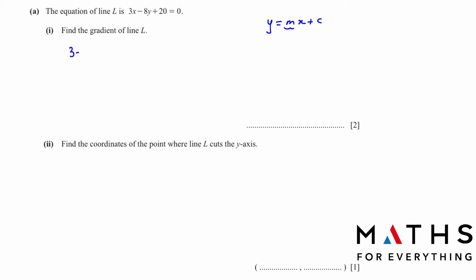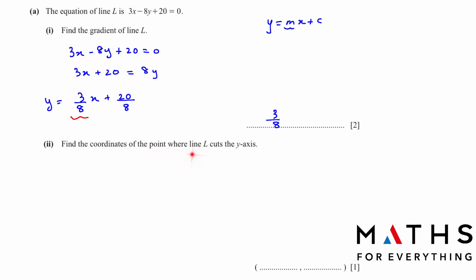So we have 3x minus 8y plus 20 is equal to 0. Your y is negative, so your subject should always be positive, shifted to the other side. Now divide everything by 8. So you will get 3 over 8 x plus 20 over 8, and that is equal to y. As you can see, what is the coefficient of x? 3 over 8. That is your gradient.